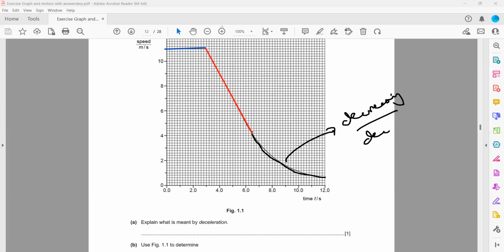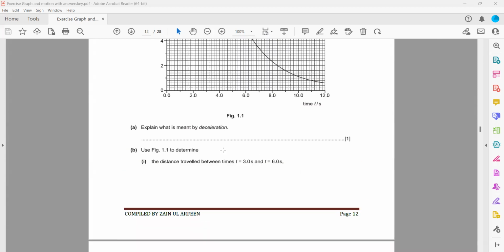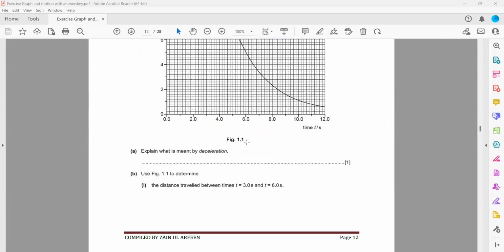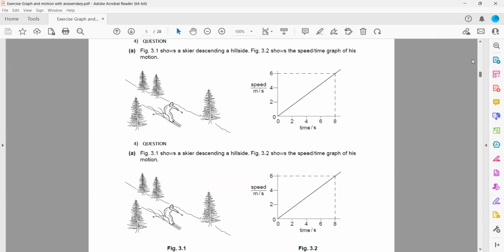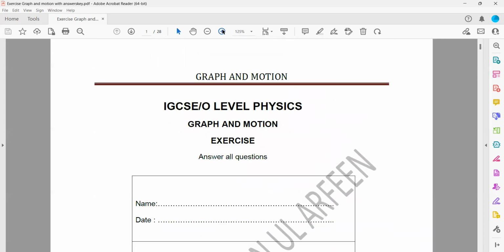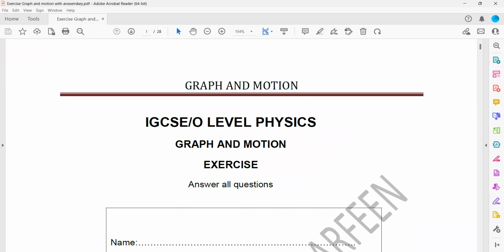So these are some questions from graph and motion. Next session we'll do some different exercises like this, some questions from this and some from other exercises. Any question or doubt related to the session today?